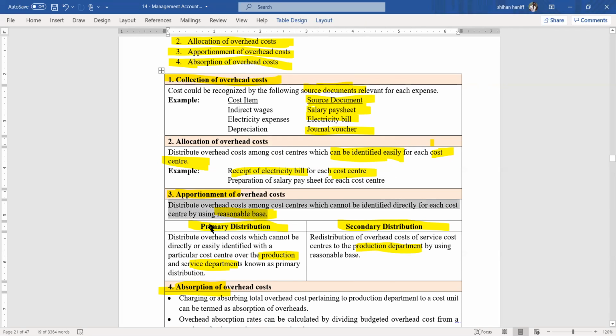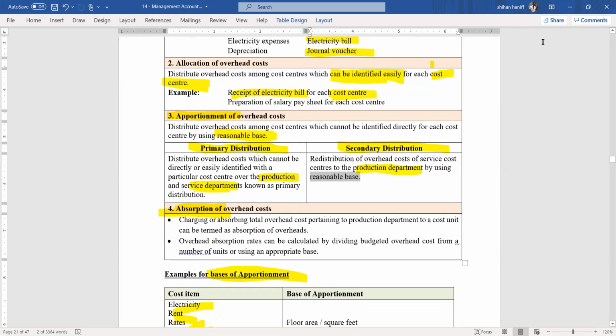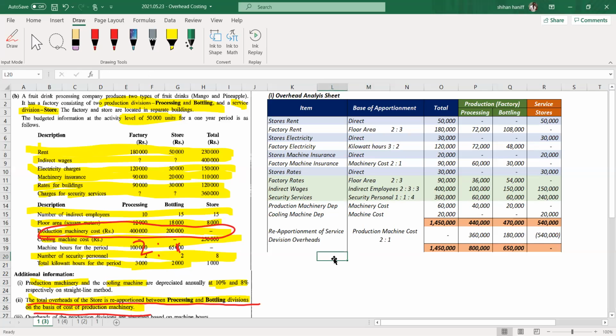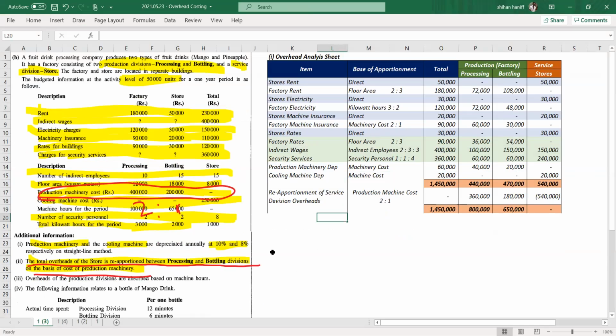So this has 2 parts, primary distribution and secondary distribution. Primary means we allocate for production and service department both. Secondary means redistribution of overhead cost of service cost centers for the production department. Now we are in the 4th step, which is absorption rate. So we will do the next part.